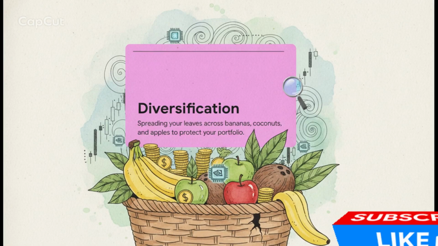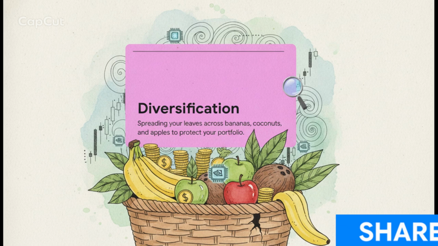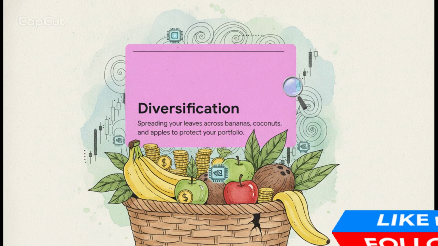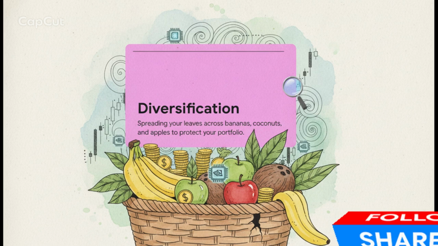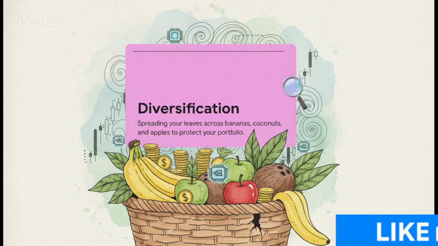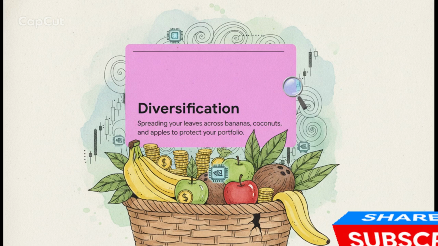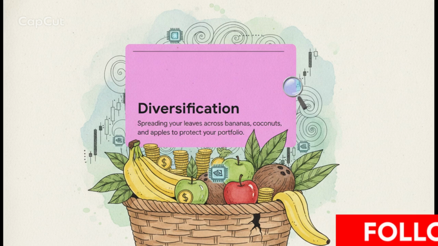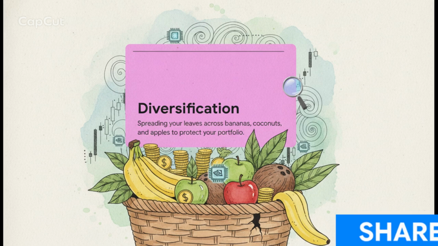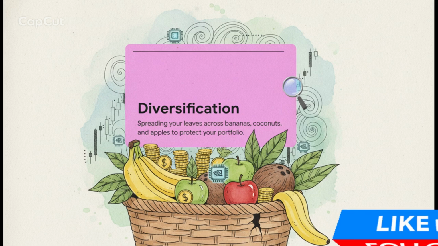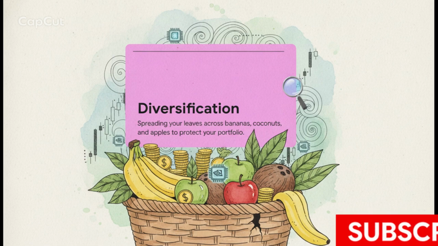But listen, whatever you do, do not put all your leaves in one basket. You absolutely need diversification. This just means spreading your investments out. You buy some banana stocks, sure, but you also invest in coconuts, apples, maybe even a little Nvidia. That way, if the banana market suddenly crashes tomorrow because of some weird fungus or a wild TikTok trend, your coconuts and apples will act as a hedge. They keep your whole portfolio safe.